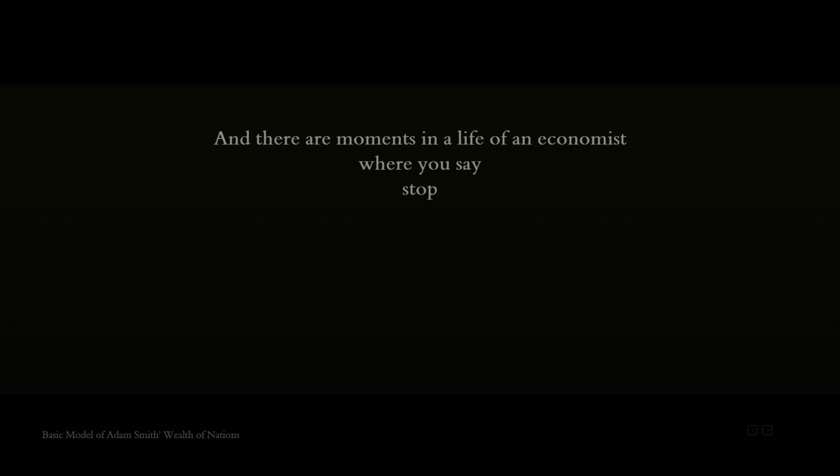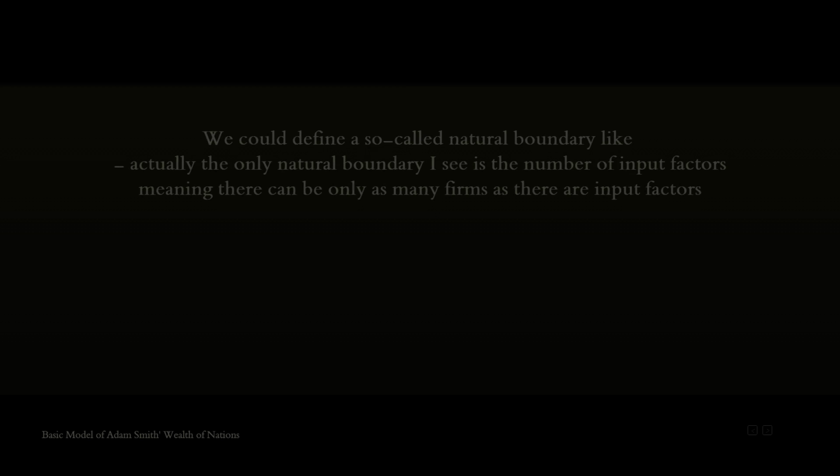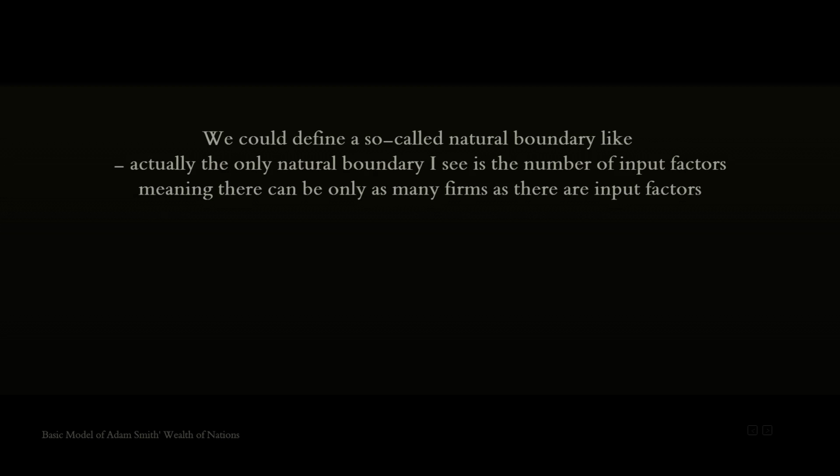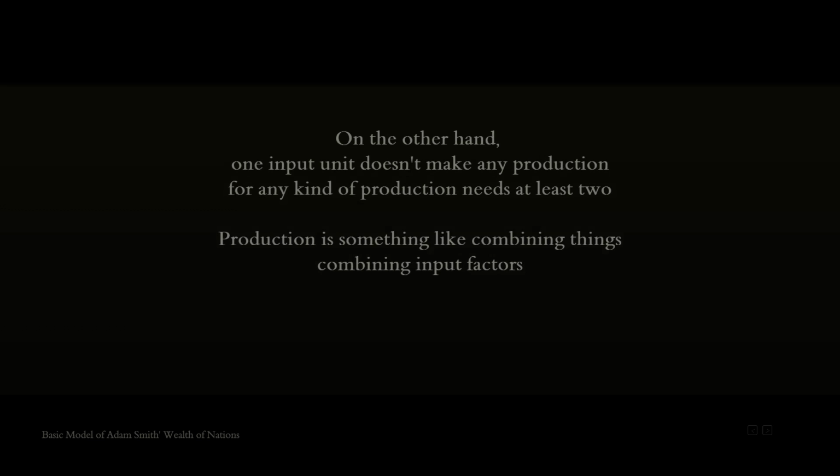And there are moments in the life of an economist where you say stop. That's completely counterintuitive. Completely, it's crazy. We would define a so-called natural boundary, like actually the only natural boundary I see is one input factor, meaning there can be only as many firms as there are input units. On the other hand, one input unit doesn't make any production. For any kind of production you need at least two.